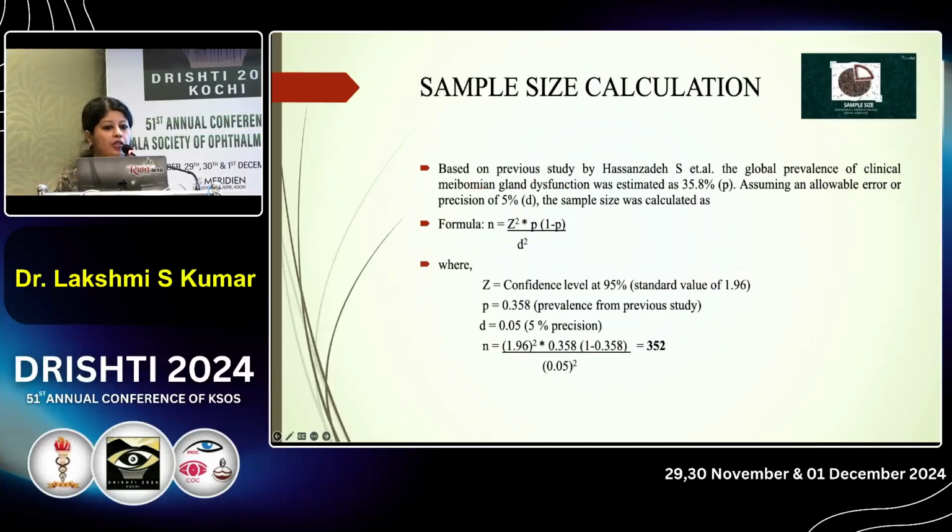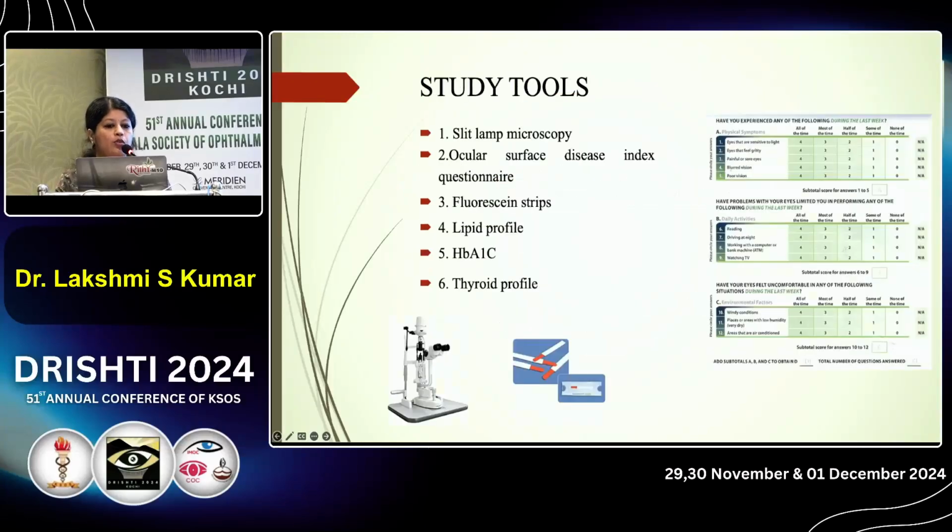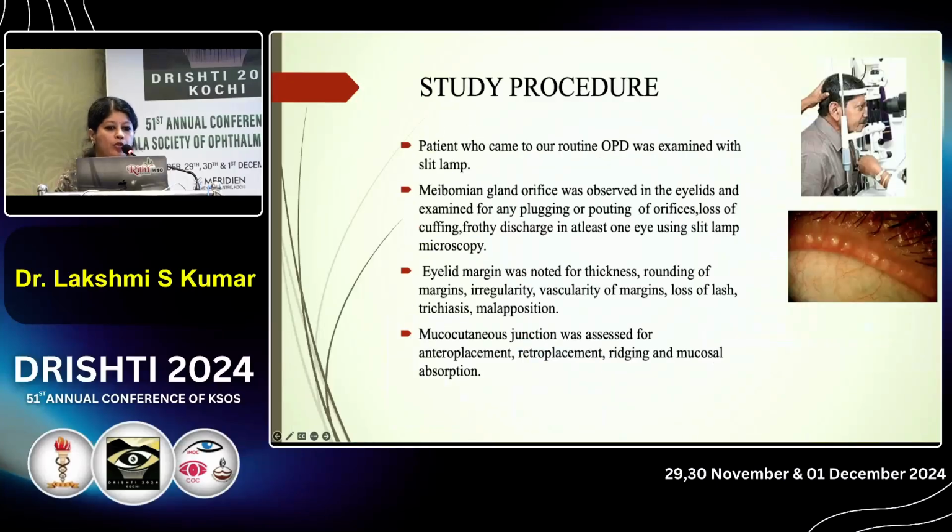Sample size calculation: based on the previous study done by Hernandez et al., the sample size was 352. Study tools included slit lamp biomicroscopy, ocular surface disease index questionnaire, fluorescein strips, lipid profile, HbA1c, and thyroid profile. Study procedure: patients who came to our routine OPD were examined with slit lamp. The meibomian gland orifice was observed in the eyelids and examined for any plugging, pouting of orifices, loss of cuffing, frothy discharge in at least one eye using slit lamp biomicroscopy.